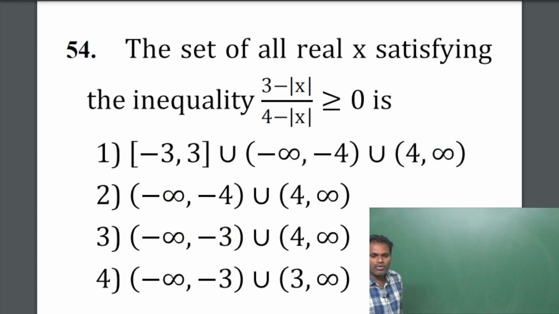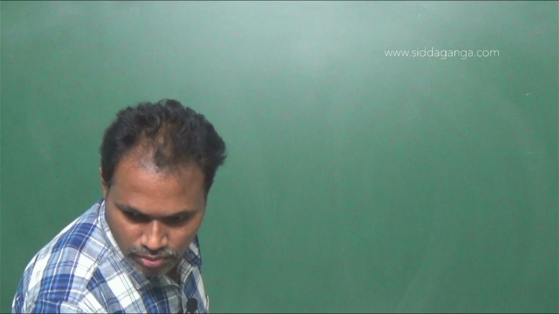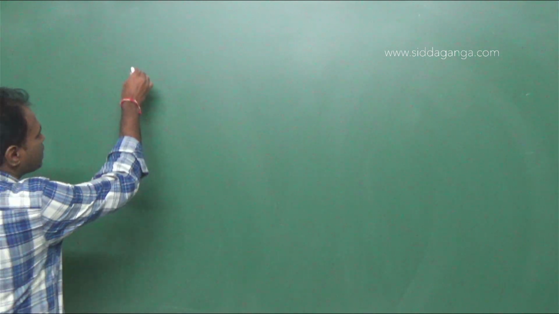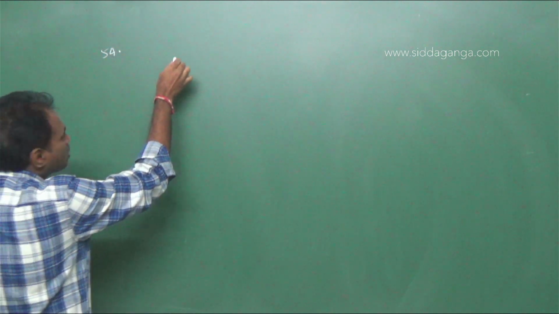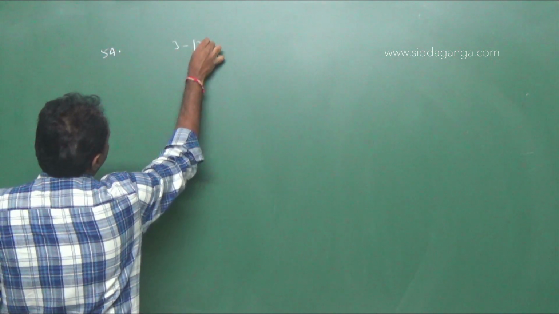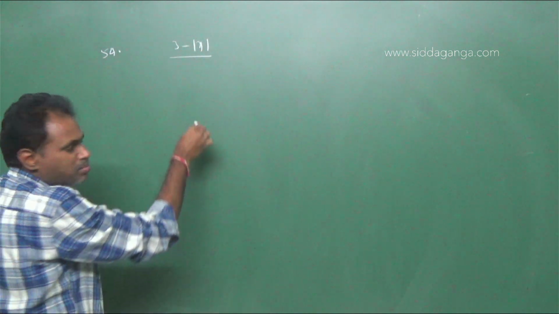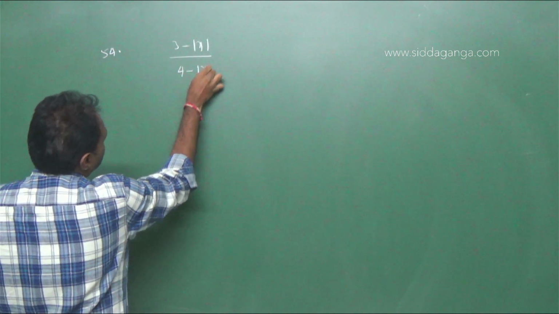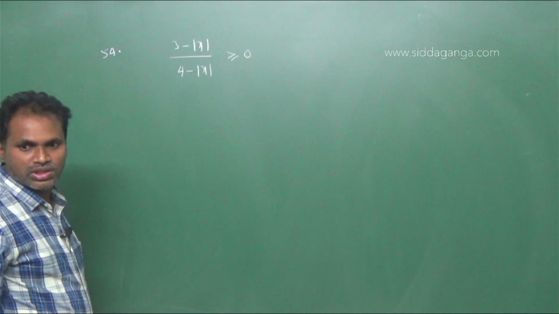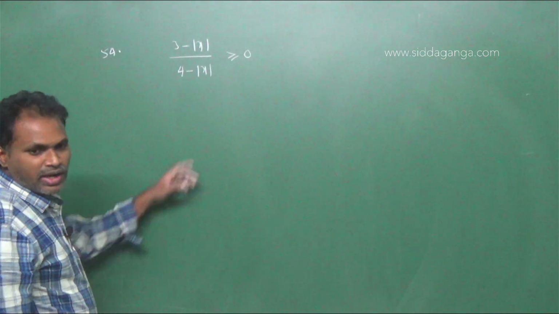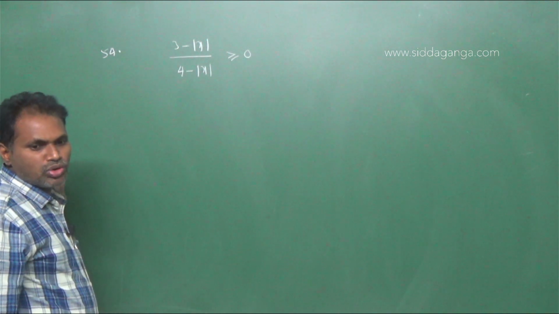Next, the set of all real x satisfying the inequality (3 minus mod x) divided by (4 minus mod x) is greater than or equal to 0 is. Now, your given inequality is (3 minus mod x) divided by (4 minus mod x) greater than or equal to 0. Now check through the options.